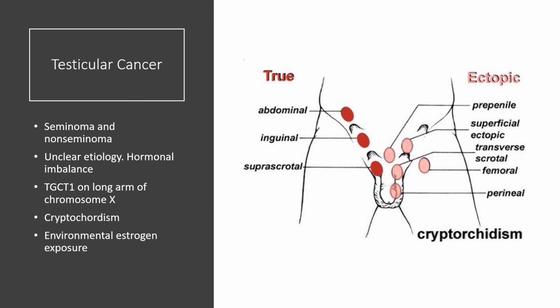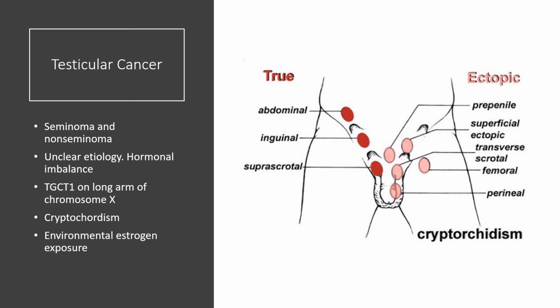Testicular cancer could develop from a condition known as cryptorchidism, and this is usually found very early in life. Cryptorchidism occurs when the testes don't descend into the scrotum. And depicted here are all the different areas where testicular cancer can develop if the cryptorchidism is not fixed.